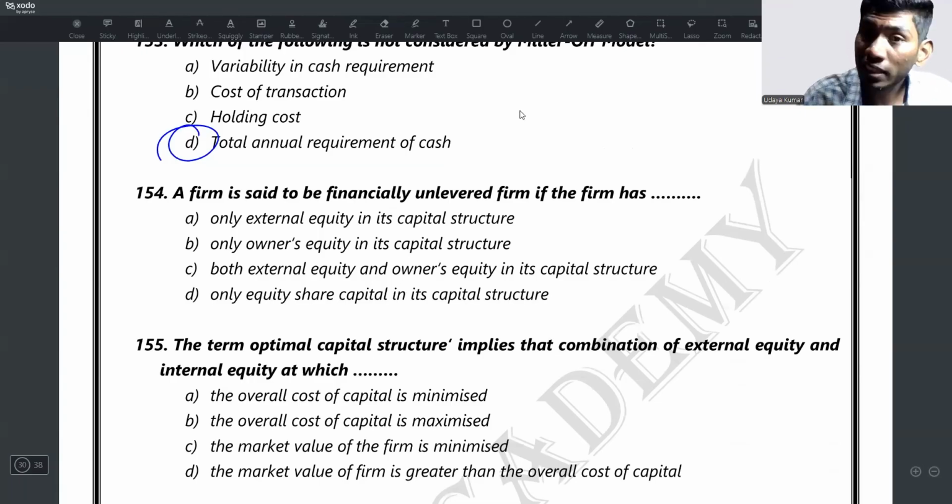So the optimal capital structure is the mix of debt and equity financing that minimizes the firm's overall cost of capital, which ultimately maximizes the firm's value. By achieving this balance, the firm can reduce its financing cost and improve profitability. So the right option is that the overall cost of capital is minimized.